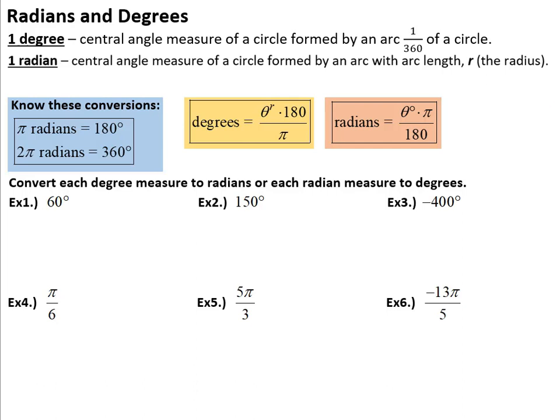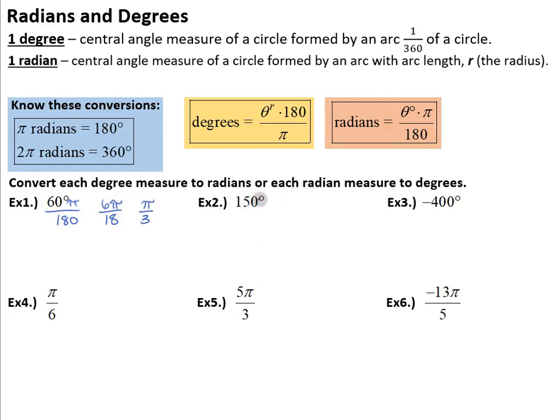Okay, so let's do some conversions here. Convert each degree measure to radians, or each radian measure to degrees. The easiest way, if I want to convert this to radians, is to multiply it by pi, divide it by 180, and reduce your fraction. So in fact, you could divide each by 10, lop off those zeros there. And then of course 6 and 18 can also reduce. If you divide by 6, we get pi over 3. Pi thirds radians.